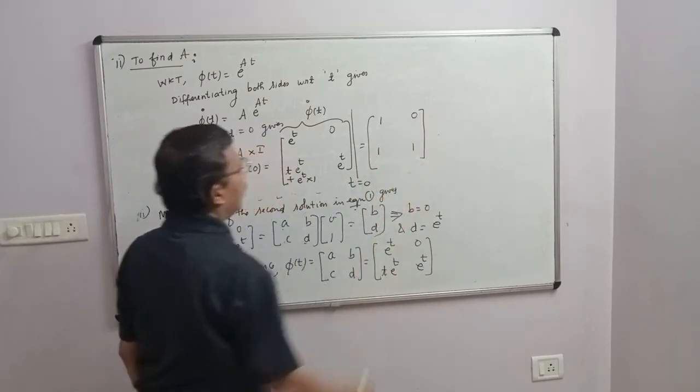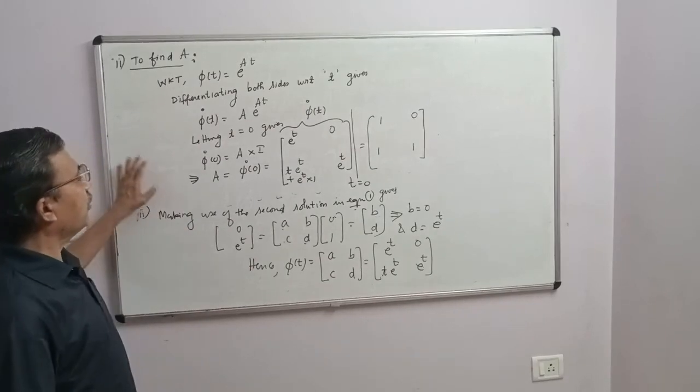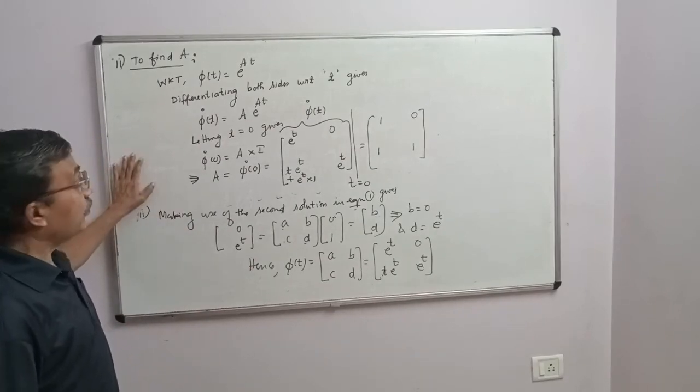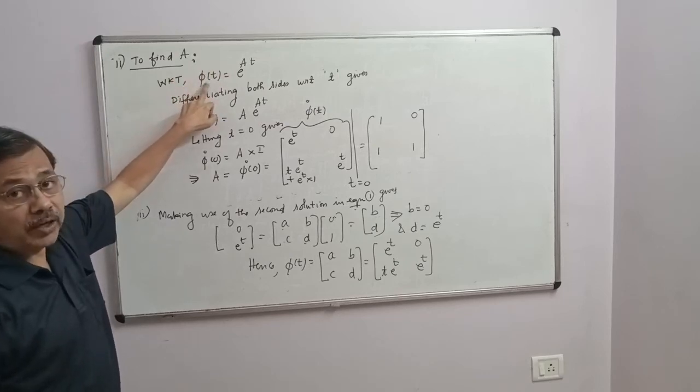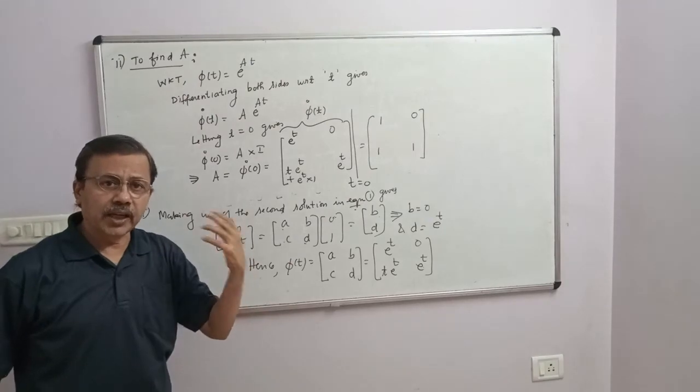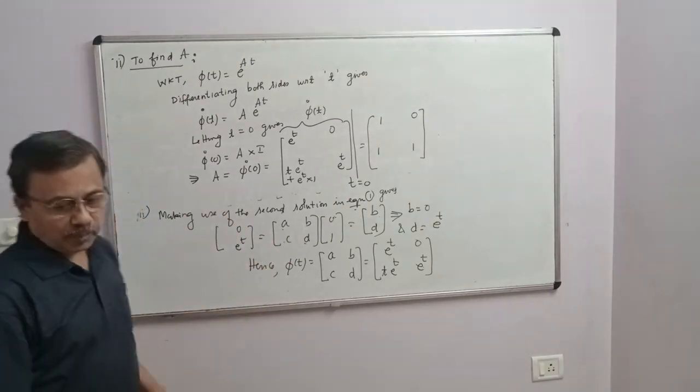This is the state transition matrix. So it is possible to find the state transition matrix. It is possible to find system matrix A by differentiating the state transition matrix phi of t and then taking the limit t equal to 0. Very important problem, very tricky problem.